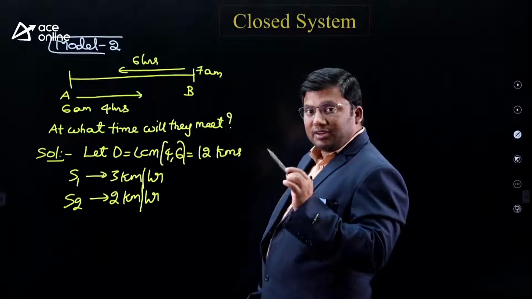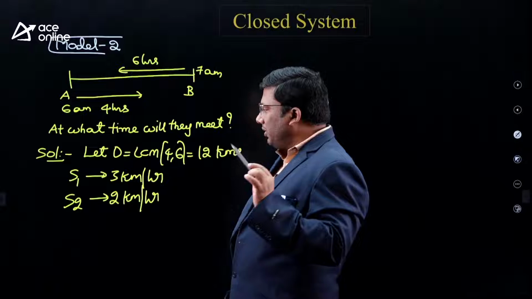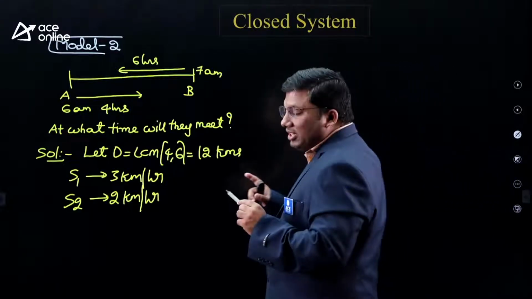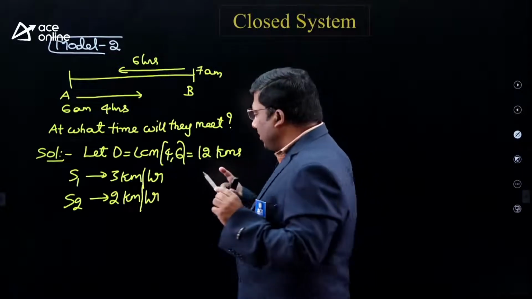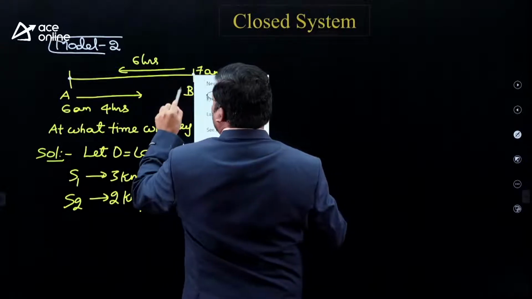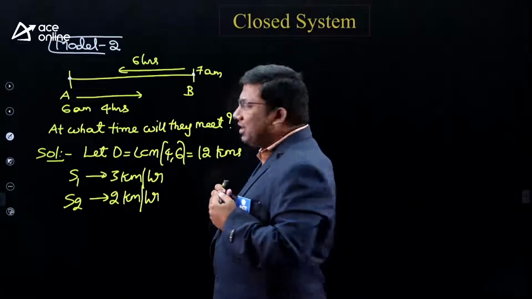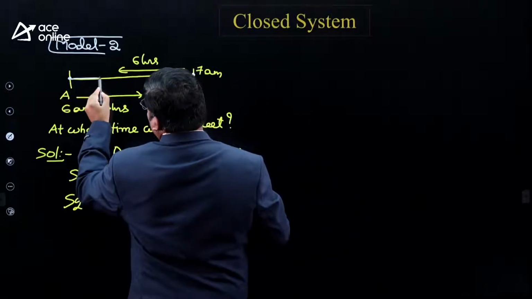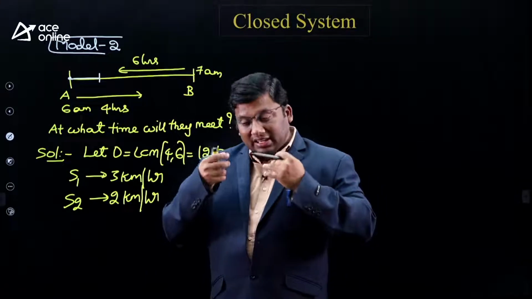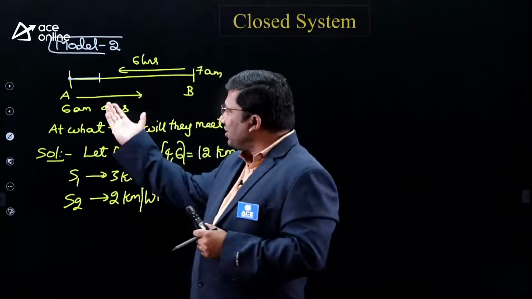So 12 kilometers in 4 hours, 3 kilometers per hour. 12 kilometers in 6 hours, 2 kilometers per hour. Now the only change is that both the trains are not starting at the same time. The first train started at 6 a.m., the second at 7 a.m. By the time the second train started, the first train would have traveled for 1 hour. Yes or no?